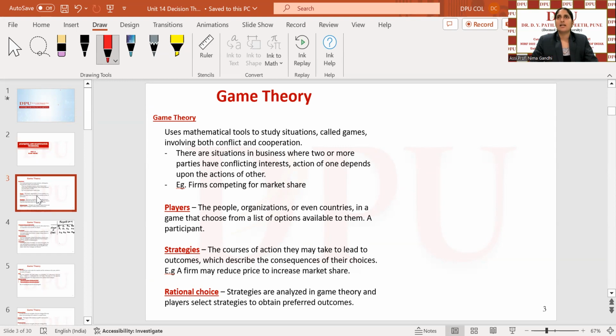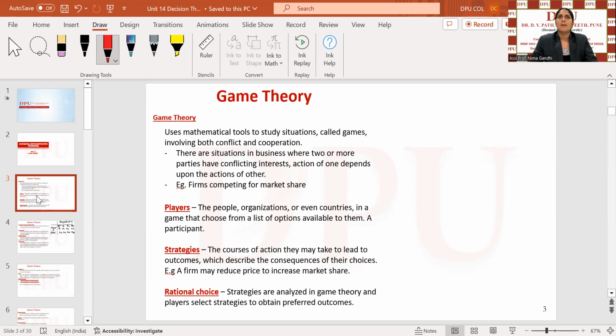Okay, so we are learning the two-party zero sum game, where two parties are involved in that particular game, and they have, let's say, a common interest. Like here, the two firms are competing with each other for the market share. They may follow the same strategy or a different strategy, and accordingly your game will change. Okay, so these are the different terminologies we have in game theory.